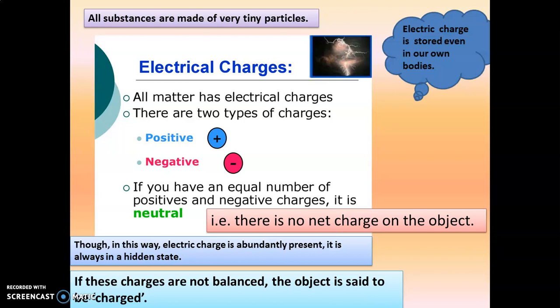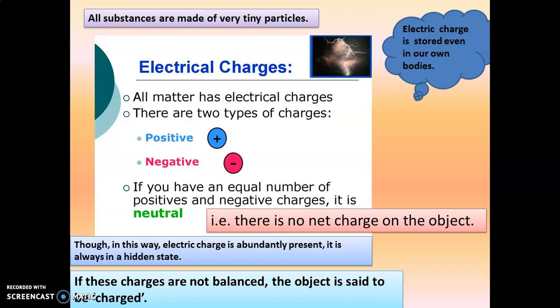Suppose you all know that we have 10 fingers. One hand has 5 fingers, the next hand has 5 fingers. Suppose the 5 fingers of one hand have positive charge and the 5 fingers of the other hand have negative charge. When both these charges come together, they form an equal number of positive and negative charges. So the result is that it becomes neutral, that is, no net charge on the object. So though all the substances around us have an electrical charge, these substances are neutral.